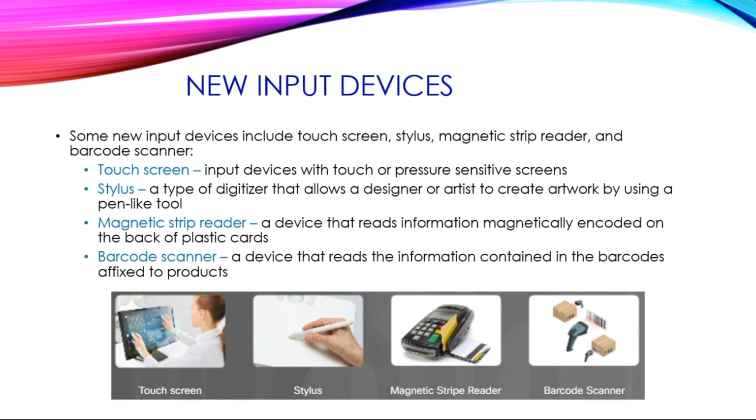Some new input devices are also available in the market like touchscreen, stylus, magnetic strip reader and barcode scanners. Touchscreens are input devices with touch or pressure sensitive screens. Stylus is a type of digitizer that allows a designer or artist to create artwork by using a pen-like tool. Magnetic strip reader is a device that reads information magnetically encoded on the backside of plastic cards. Barcode scanners are devices that read the information contained in barcodes.